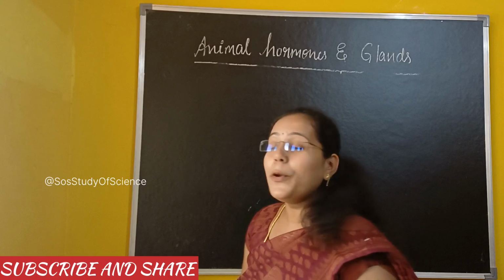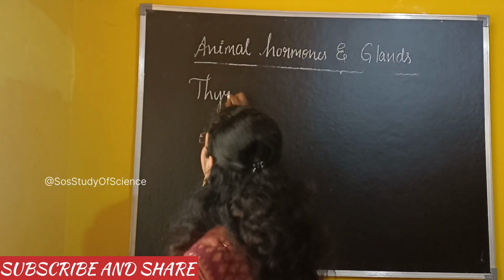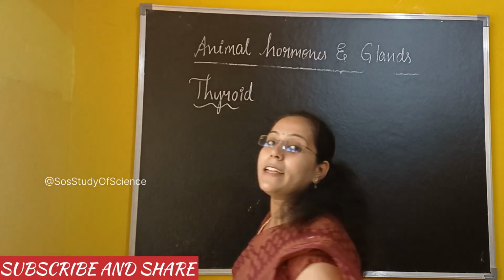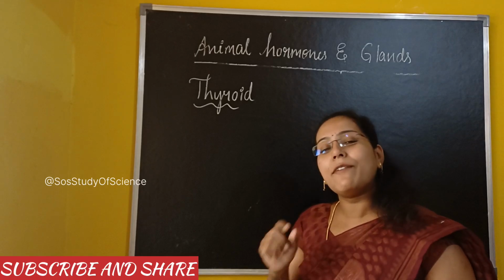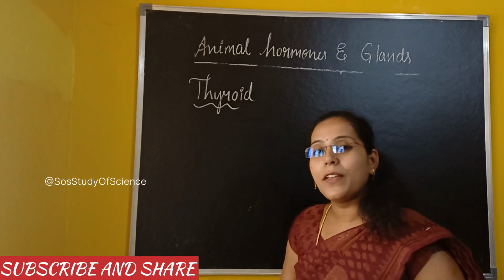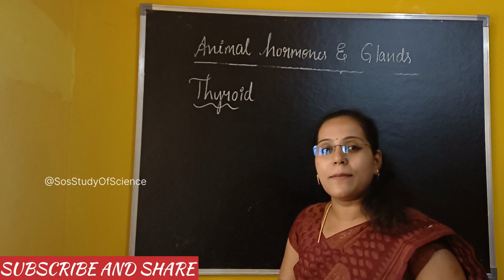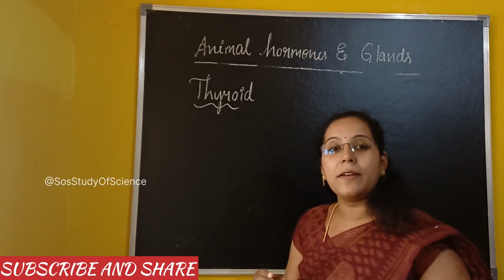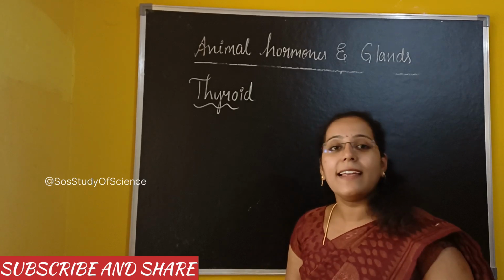So firstly, I am going to talk about the thyroid gland. I will also be telling you what kind of questions are asked from this particular concept. The three things that you have to know whenever we talk about glands are: one, where exactly the location of the gland is. Secondly, what kind of hormone is released by that particular gland. And thirdly, the function of that particular gland.